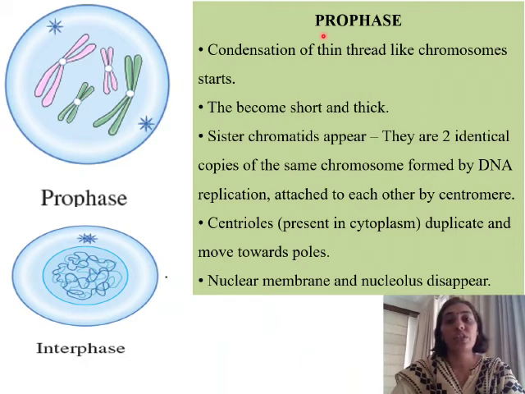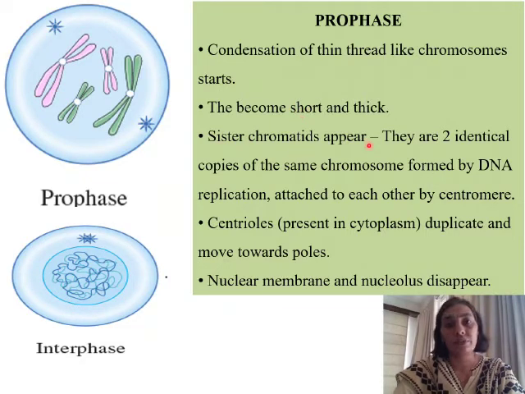Let us now see what changes happen in the very first phase, that is prophase. Condensation of thin thread-like chromosomes starts. During interphase, the genetic material which comprises the chromosomes is thin and thread-like. But during prophase, the condensation of these chromosomes starts. By condensation, we mean that they become short and thick. So here you can see that the chromosomes have become short and thick. That is called condensation.